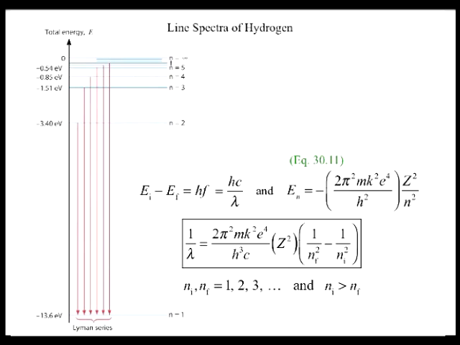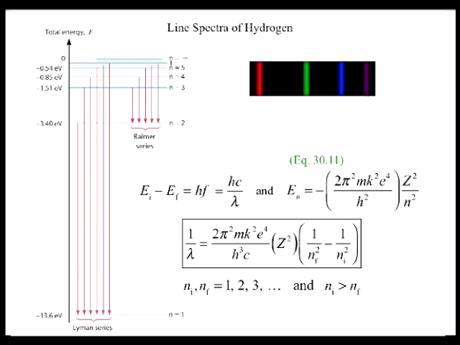The energy level transitions for the Balmer series occur when n_i is equal to 3 and higher and n_f equals 2. These emitted wavelengths are in the visible part of the spectrum, and we can see them with an optical grating spectroscope. The optical emission lines are shown here.